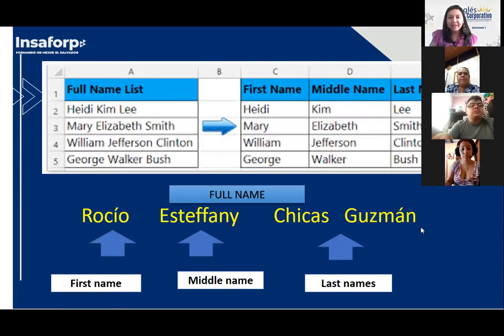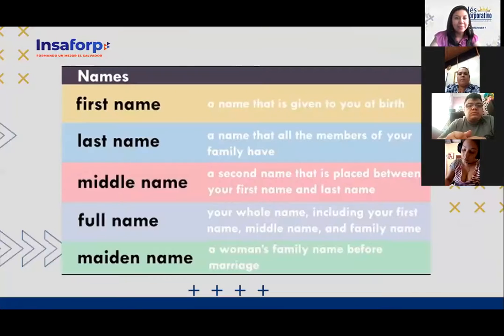Okay, now guys, I am going to send you to breakout rooms. Les voy a mandar a unas salitas y ¿qué vamos a hacer? En las salitas vamos a practicar. We're going to practice. Bueno, antes de eso les explico. First name is the name that is given to you at birth. El primer nombre es el nombre que se le da cuando nace. Last name, a name that all the members of your family have. El apellido. El nombre que todos tienen en su familia, ¿verdad? In my case, Chicas, Guzmán.